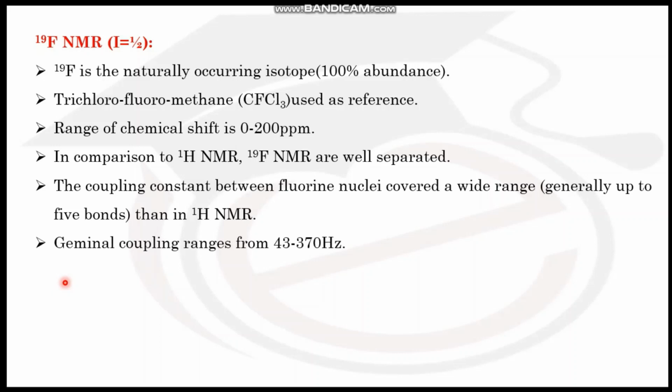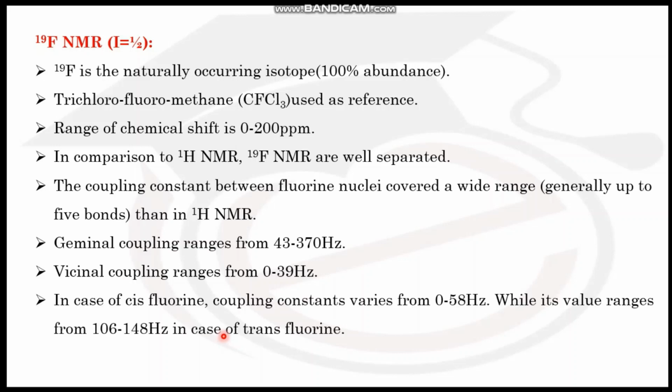The value of geminal coupling is 40 to 370 Hz, and for vicinal coupling the range is 0 to 39 Hz. That means for geminal the value is very high, and for vicinal it is less than 40. Similarly, we already discussed cis and trans in proton NMR. In fluorine, the cis value is 0 to 58 Hz, and the trans value is very high, that is 106 to 148 Hz.